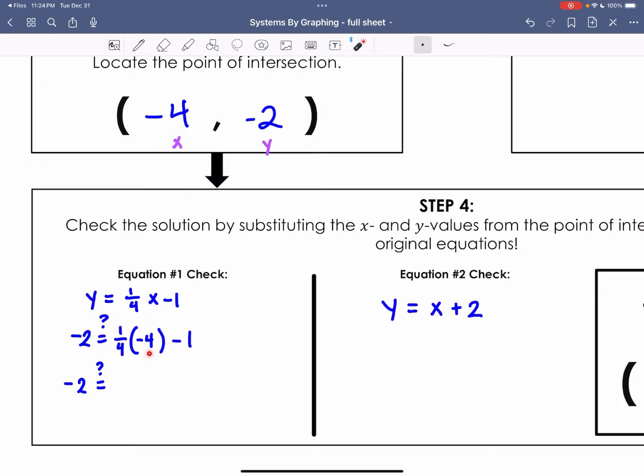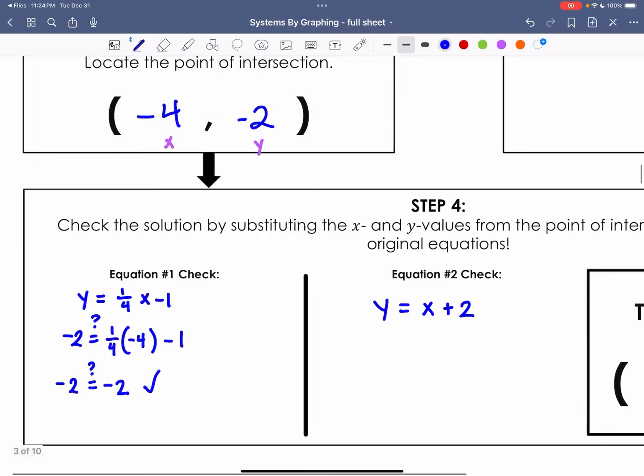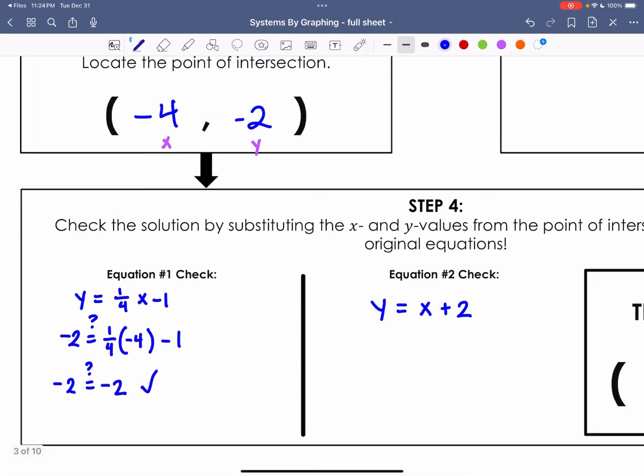Now over here, 1/4 of -4 would just be -1. Take away 1 more equals -2. And -2 does equal -2, so that side checks out. That's perfect. All right, and we're going to do the same thing. We need to make sure that this works out for both of our equations. If you have a coordinate point that works for one but not both equations, it's not actually a solution. And that would tell you that somewhere you goofed along the way and you would need to go back, check your work, and figure out where the error happened.